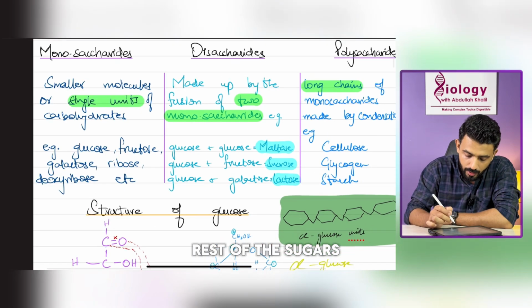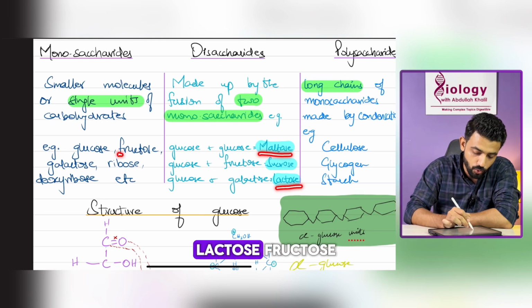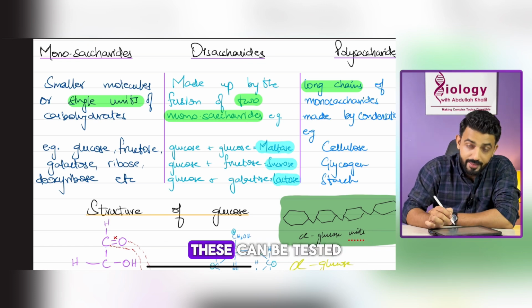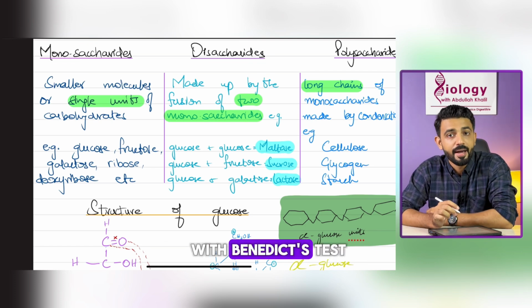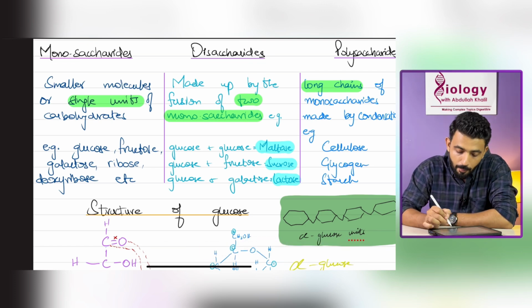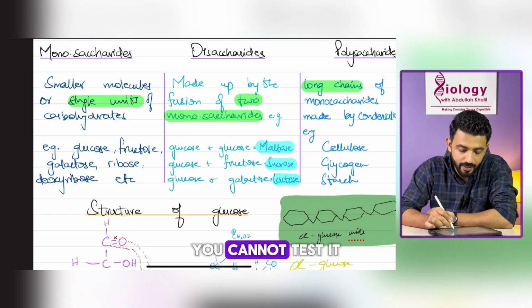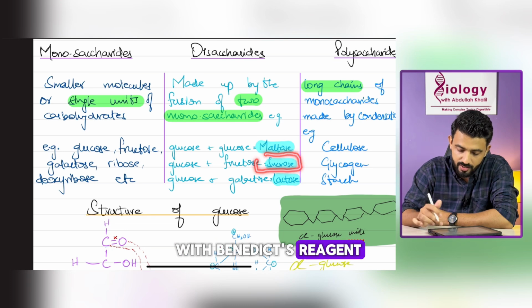Rest of the sugars that we have seen here, like maltose, lactose, fructose, glucose, etc., these are reducing sugars. These can be tested with Benedict's test. But sucrose is a non-reducing sugar. You cannot test it with Benedict's reagent.